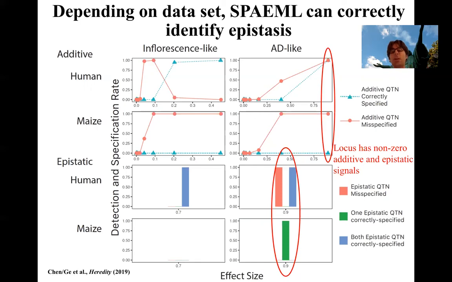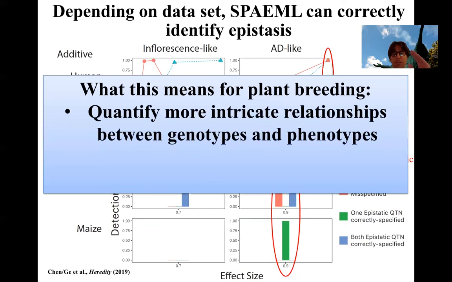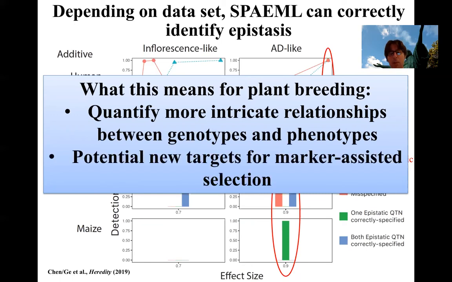So what all of this jargon means is this. We are able to quantify these intricate epistatic relationships between genotypes and phenotypes, and it is possible to use this for marker-assisted selection. So we can use this model to identify particular pairs of genes whose interaction effects are important. We can use them for marker-assisted selection that can potentially substantially accelerate the breeding cycle for particular traits.